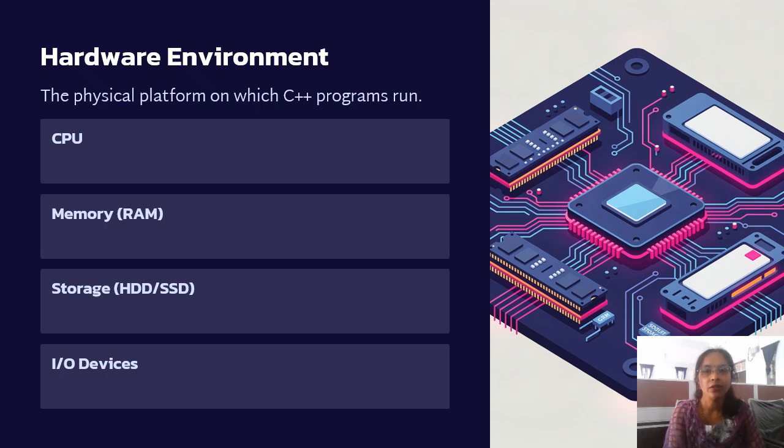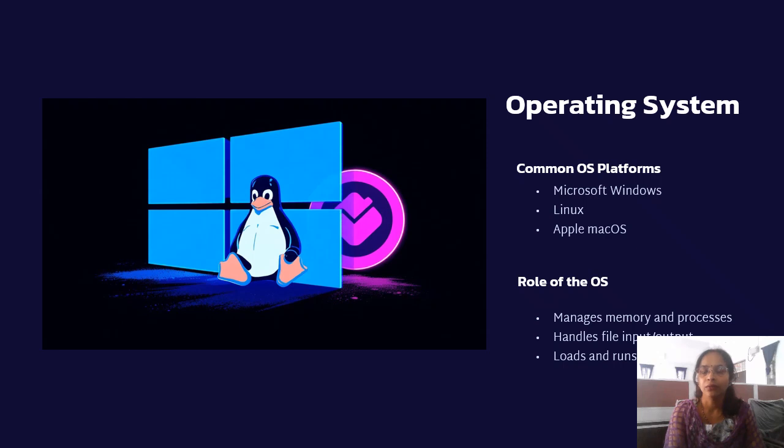Now let us see the role of the operating system in running the C++ program. Let me first discuss what is an operating system. Operating system is an important part for running any software and it acts as a bridge between hardware and the software. It provides an interface between the user and the hardware. Commonly used operating systems are Microsoft Windows, Linux, and Mac operating system.